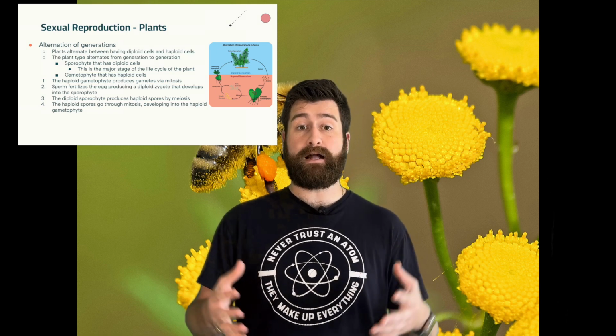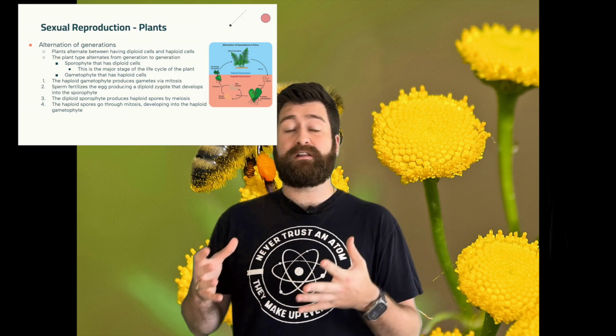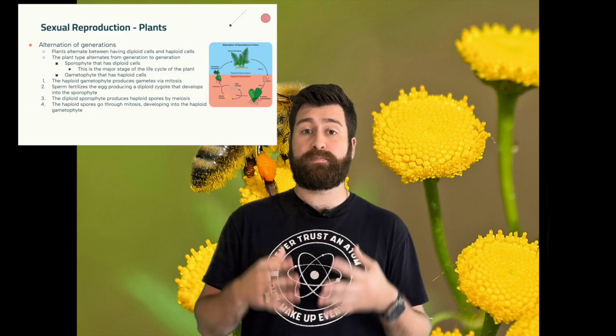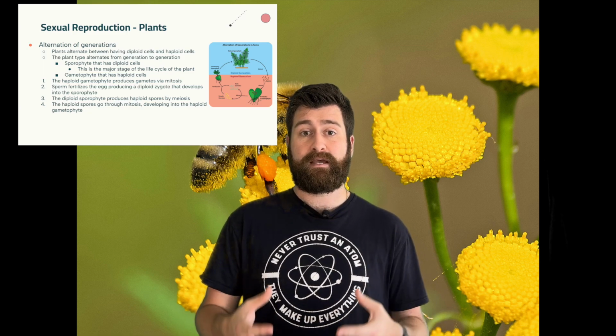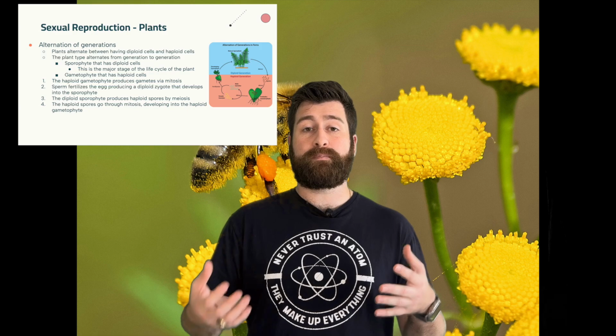How this alternation of generations works is as follows. The haploid gametophyte produces gametes via mitosis. It's already haploid. Sperm then fertilizes the egg, producing a diploid zygote that develops into the sporophyte. Later on, the diploid sporophyte produces haploid spores by meiosis. The haploid spores then go through mitosis, developing into the haploid gametophyte, and this cycle repeats.